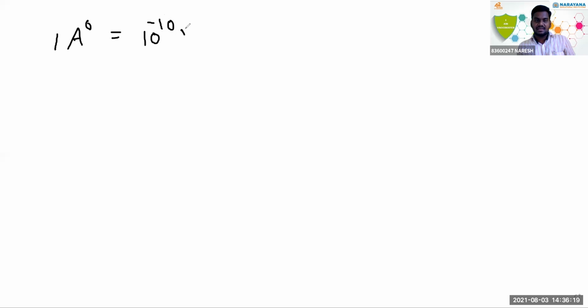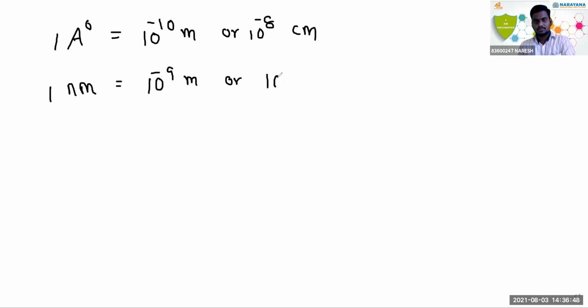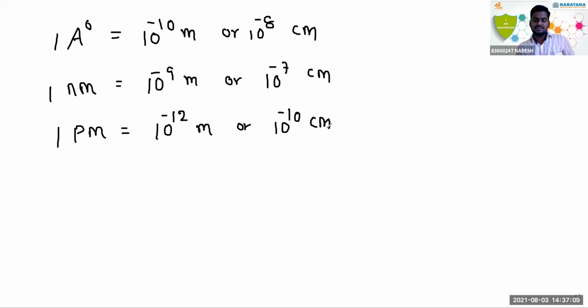or 10 to the power minus 8 centimeters. Note it down, all of you. 1 angstrom is equal to 10 to the power minus 10 meters or 10 to the power minus 8 centimeters. 1 nanometer is equal to 10 to the power minus 9 meters or 10 to the power minus 7 centimeters. 1 picometer is equal to 10 to the power minus 12 meters or 10 to the power minus 10 centimeters.